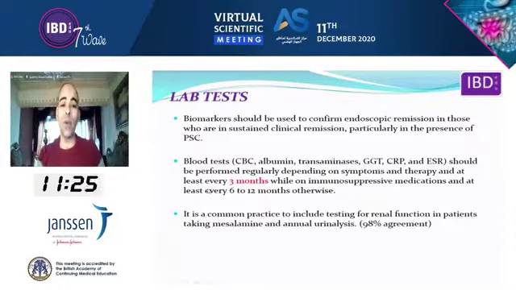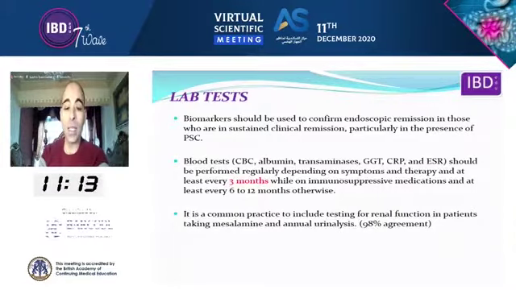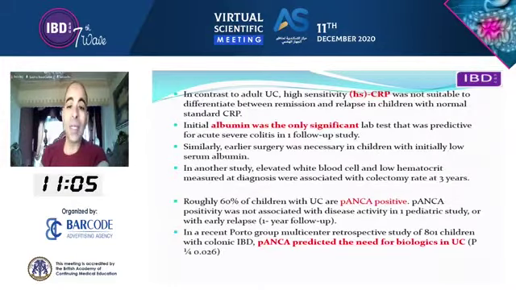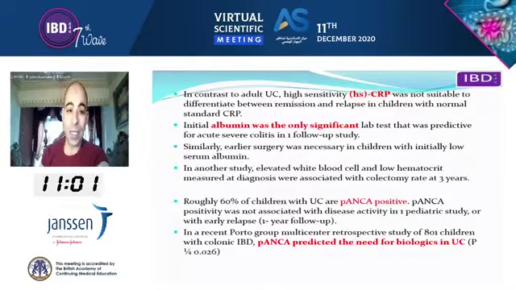Should be performed regularly depending on symptoms, at least every 3 months while on immunosuppressive medication, and at least every 6 to 12 months otherwise. Also, don't forget to test renal functions in patients taking 5-ASA or mesalamine. In contrast to adult UC, high-sensitivity CRP is not suitable to differentiate between remission and relapse in children with normal CRP.